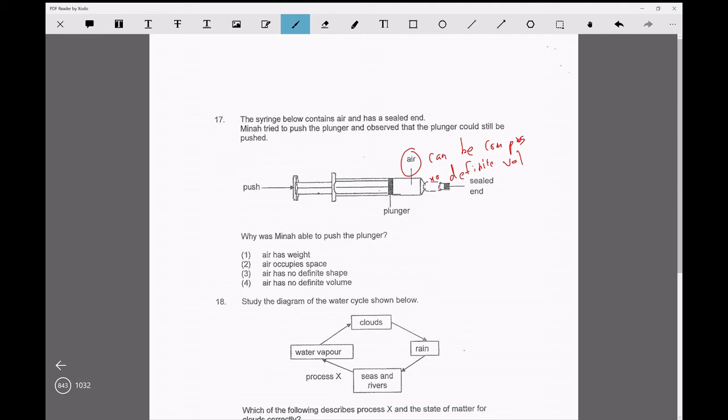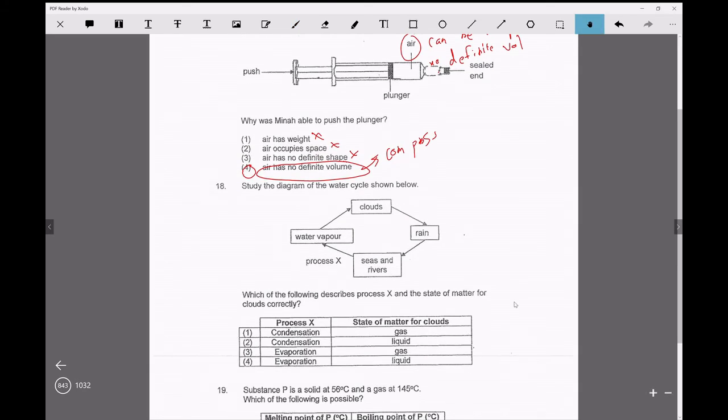So why is she able to push the plunger? Air has weight? Nothing to do with weight. Occupies space? No. It's because it has no definite volume, no fixed volume. The volume can change anyhow. So that is the ability to be compressed. That's why you choose number 4.